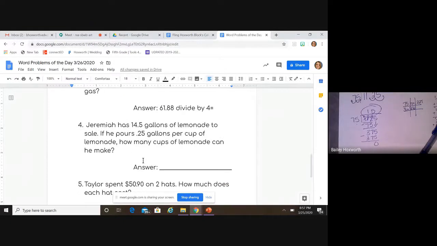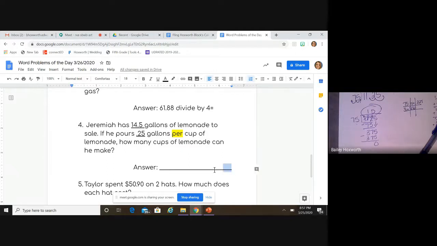All right. Jeremiah has 14 and 5/10 gallons of lemonade to sell. He pours 25 hundredths gallons per cup. How many cups of lemonade can he make? So I have a total. I have the word per. Remember, per means just one. It wants to know how many cups he can make. So he's got 14.5 gallons of lemonade, and he's pouring these into cups. So I need to divide.